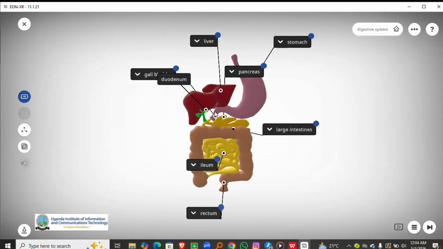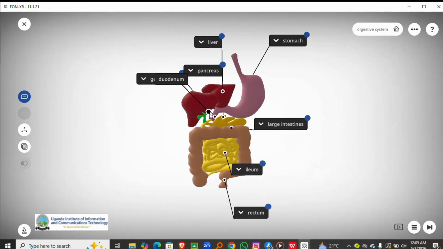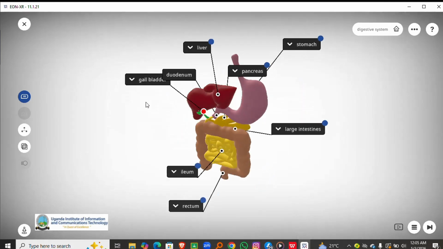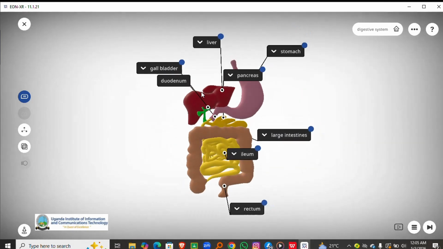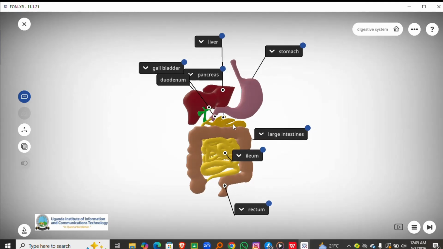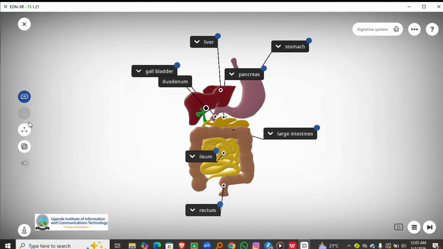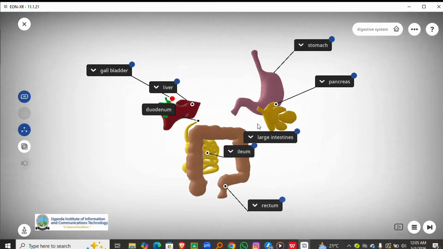This is the part we are trying to look at. You can see the duodenum is linked to the liver, which is having the gallbladder that stores bile, and then it is also connected to the pancreas. If you can try to separate these parts, you realize that the pancreas is here, the liver is here, and they connect to the first part of the small intestines, which we call the duodenum.